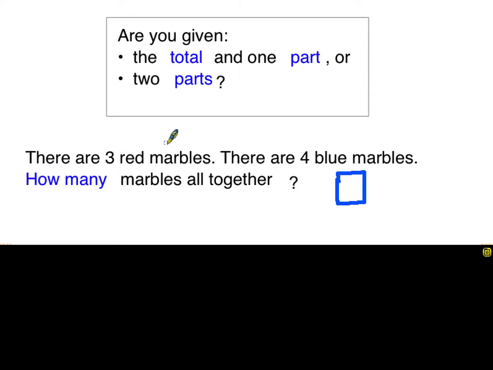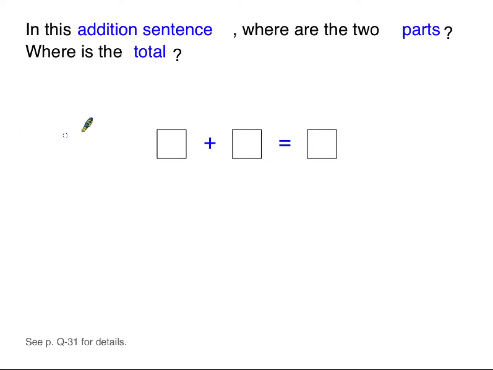So there are 3 red marbles, there are 4 blue marbles. How many marbles altogether? So we have the number 3 and 4 and the number we have to figure out, which we're going to put in a box. So first of all, you have to know altogether, that one goes, actually, I'm going to erase that. That one goes after the equal sign. This is the total altogether, and these two are parts of the total, so we're going to call them parts. These numbers are always smaller than the total.